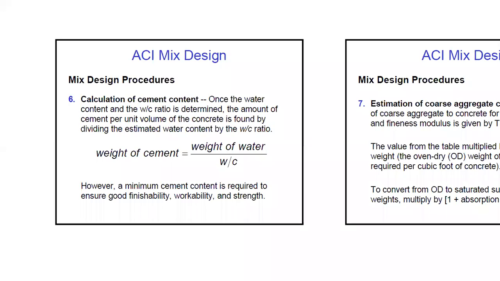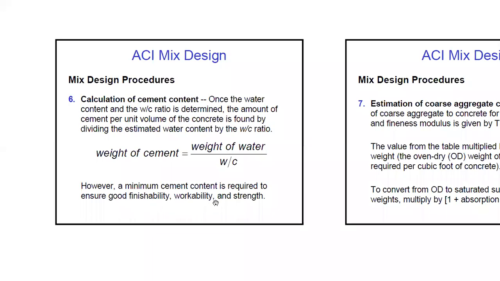So it is simple. Previously, in table number one, we defined the content of water that we need, and in table number three, we defined the water to cement ratio. So from there, we can find out the weight of cement.